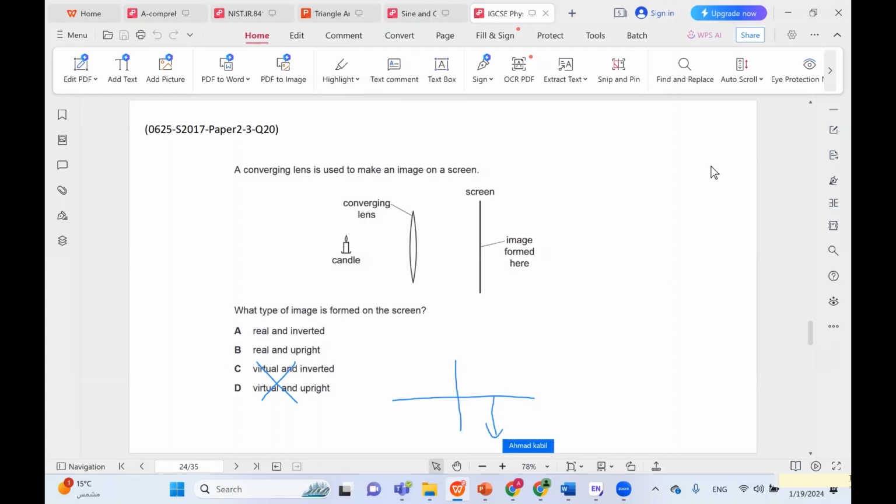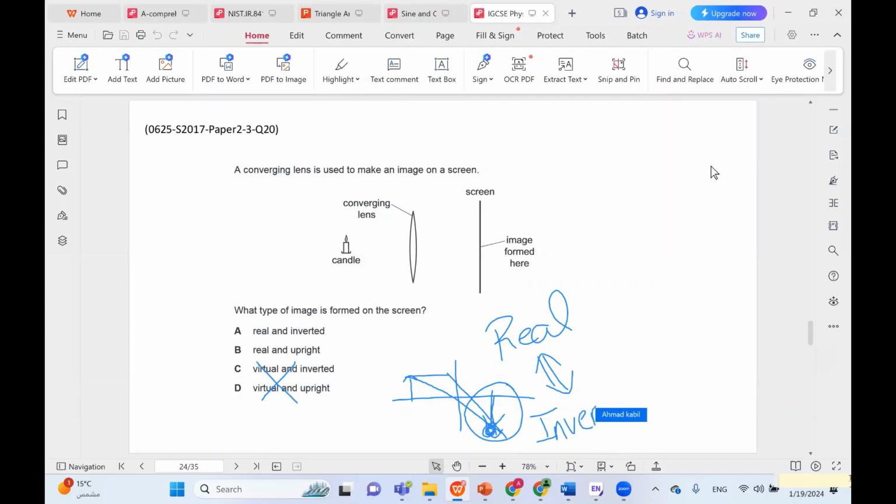So if we have an object here, we said that it moves, we draw these two rays and we see where they intersect, and then we draw the image. So the image is always inverted. So one key point here is in lenses, if an image is real, it will definitely be inverted. You will never get a real upright image. So we always have a real and inverted image. So A is the correct choice here.